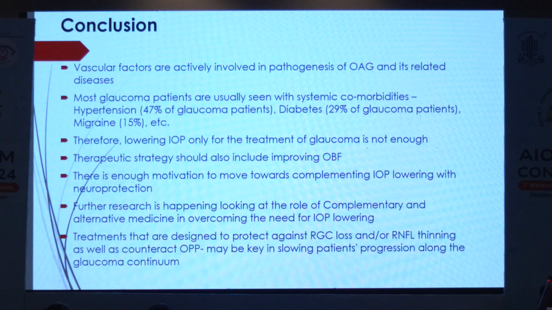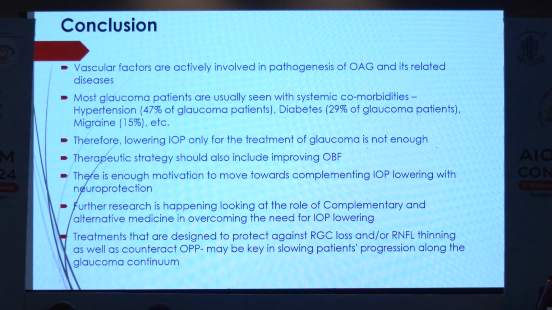So just to conclude, I will say vascular risk factors are very important risk factors nowadays in the pathogenesis of open-angle glaucoma and its related diseases. Most of our glaucoma patients are elderly, and they usually have all these systemic comorbidities as vascular diseases. So therapeutic strategies should not only target IOP, they should target ocular blood flow as well. And there's enough motivation to move towards agents which can target these.